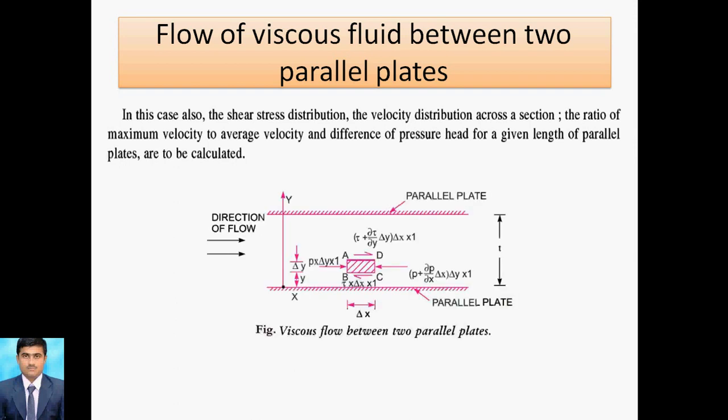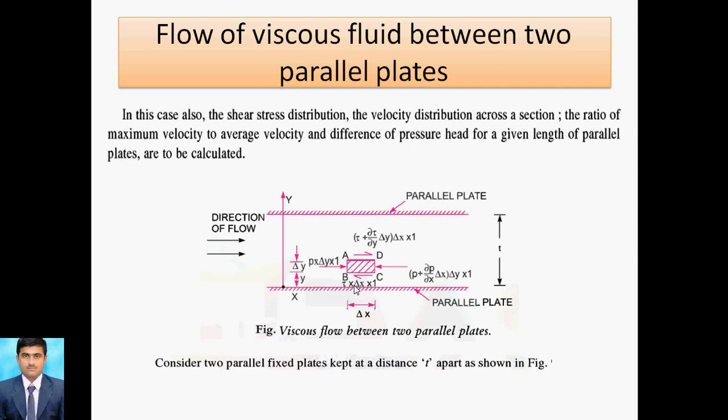First of all, we will discuss this diagram. Here we are considering two plates, which are separated by distance t. This is the first plate, this is the second plate, and they are separated by distance t. Here we are considering the smallest element, having length delta x. This is fluid element A, B, C, D, and BC is the elemental length, that is delta x.